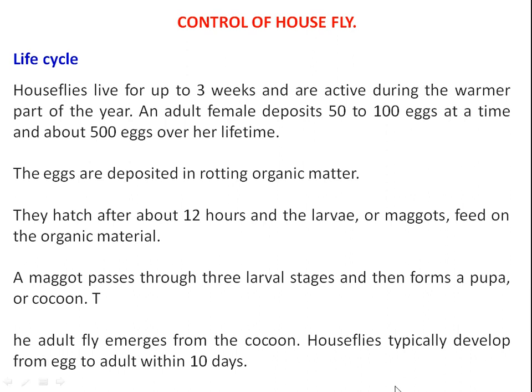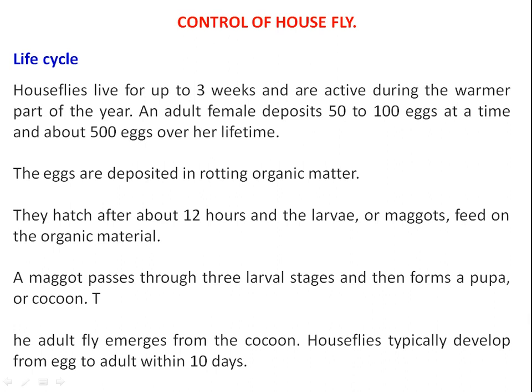They hatch after about 12 hours, and the larvae are called maggots. They feed on the organic material. That is the reason why they lay the eggs on garbage and dead and decaying organic matter. So this organic matter serves as the food material for the developing larvae or maggots.